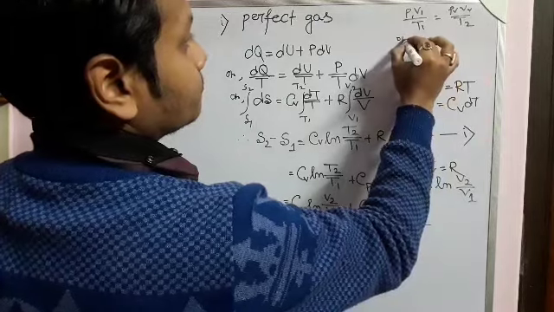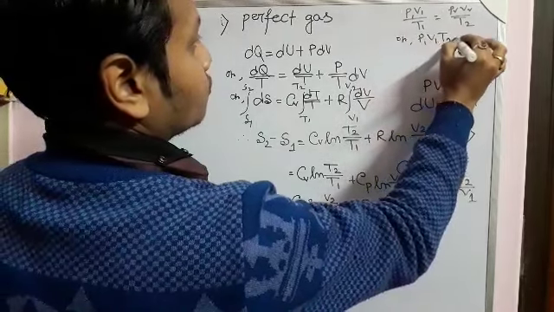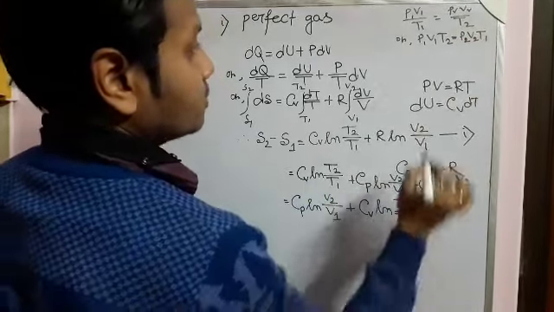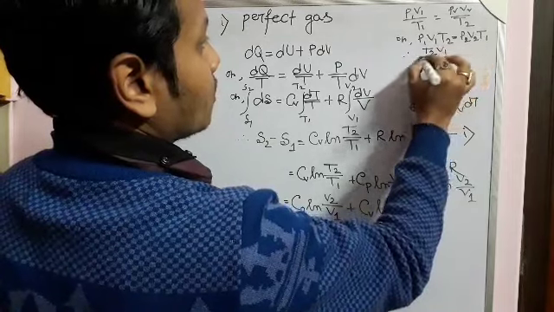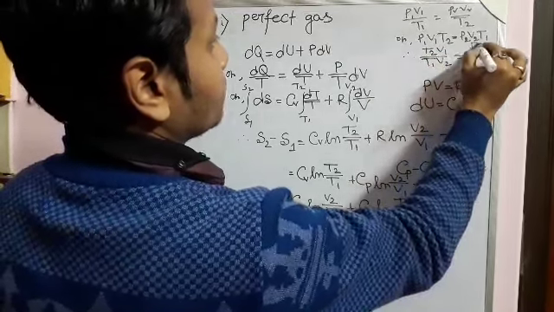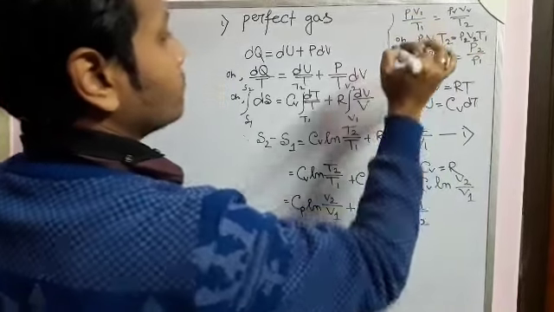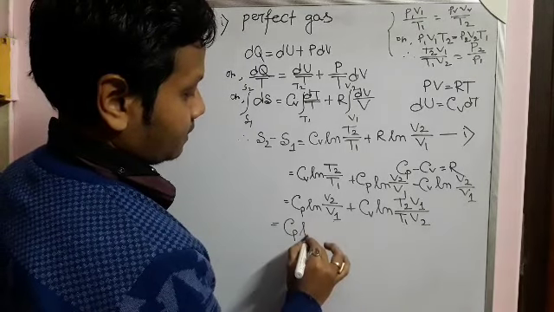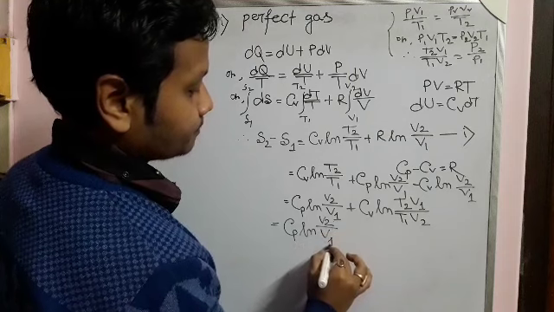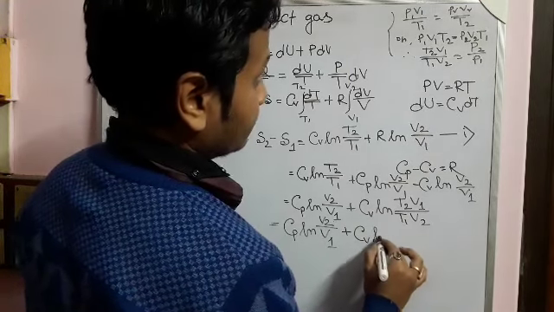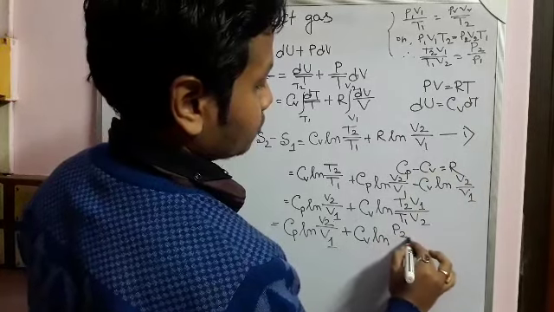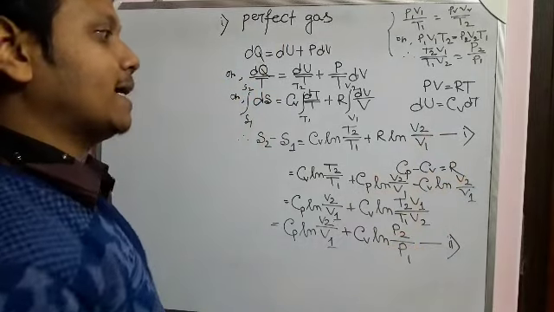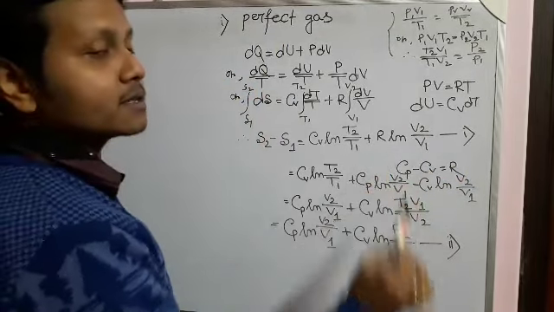Okay, so P1 V1 T2 equals P2 V2 T1. So what will be my T2 V1 by T1 V2? This means P2 upon P1. So you can substitute it from Charles and Boyle's combination formula. Okay, so this is Cp ln V2 by V1 plus Cv ln P2 by P1. Okay, so starting from this equation we arrive at another form by substituting Cp minus Cv instead of R.